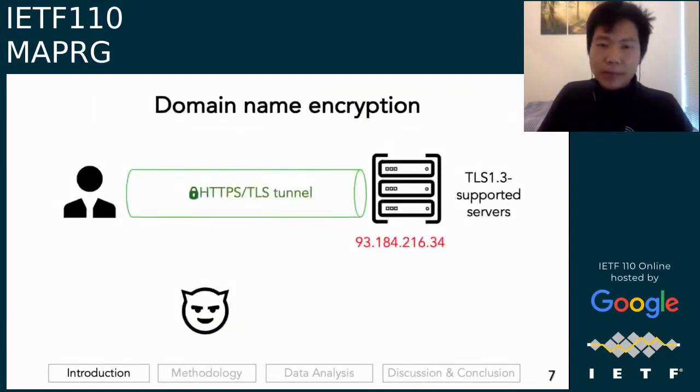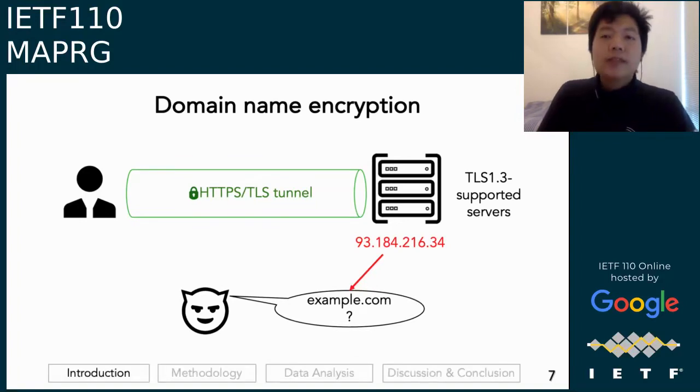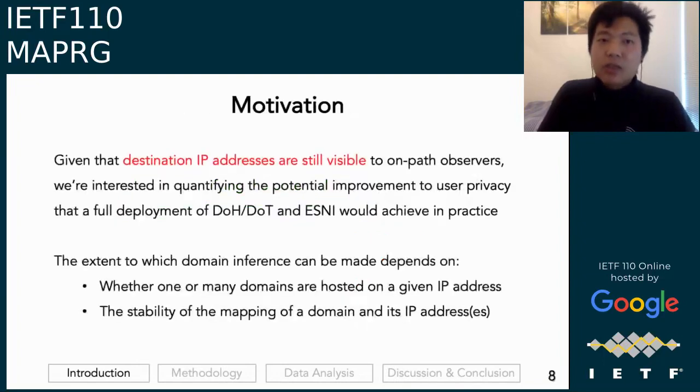However, in this new setting, the attacker can still see the IP address of the destination server. On this slide, that IP address is the actual IP address of example.com. So now the attacker will try to guess if this IP hosts only example.com or any other website. Here come the motivations of our study. Given that the destination IP addresses are still visible to an on-path observer, we are interested in quantifying the potential improvement to user privacy that a full deployment of domain name encryption could achieve in practice.